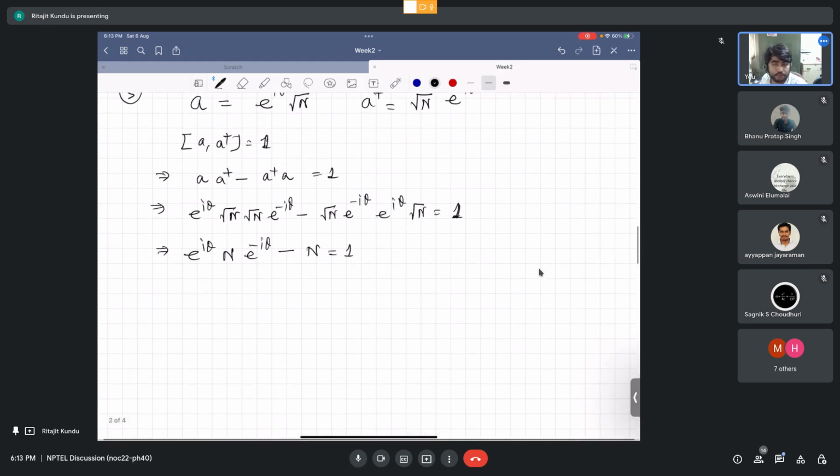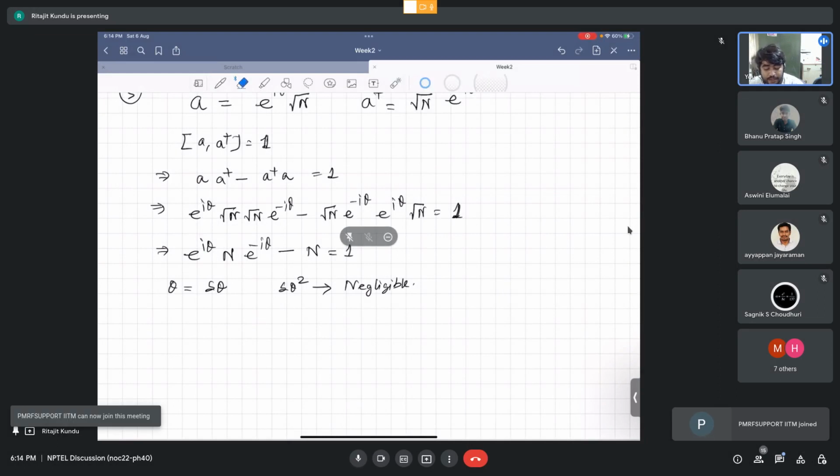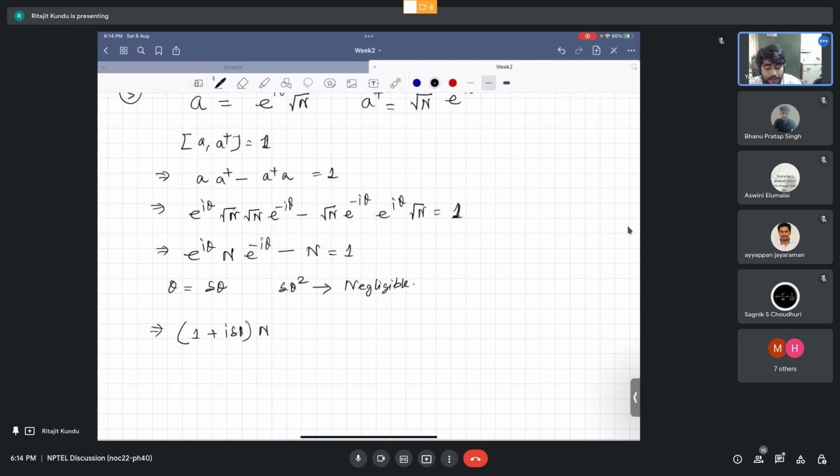Now for simplicity, let's say that theta is delta theta. Delta theta is very small, so we can ignore the delta theta squared; it is negligible. And so we can expand these exponential operators. The first one becomes 1 plus i delta theta n.